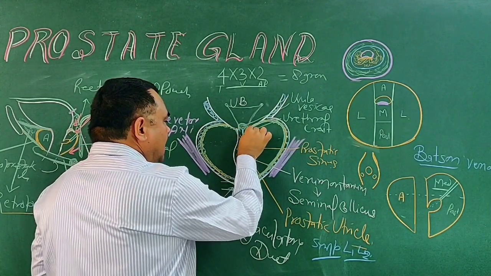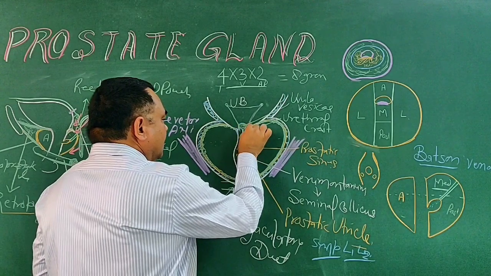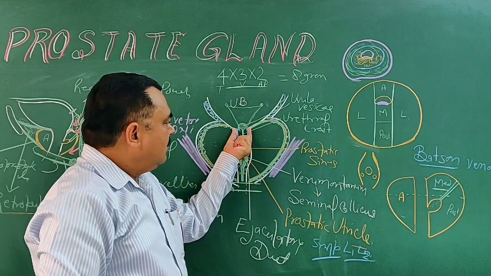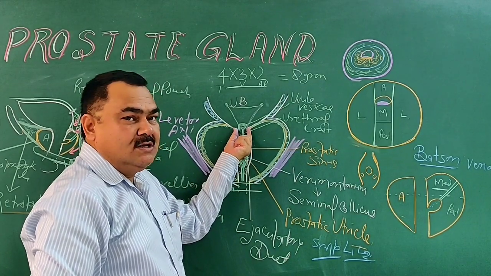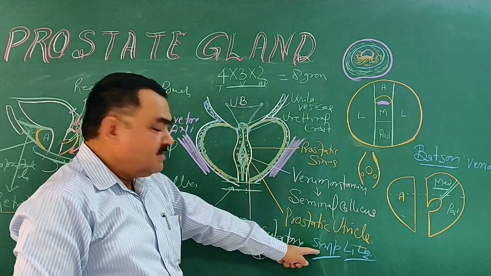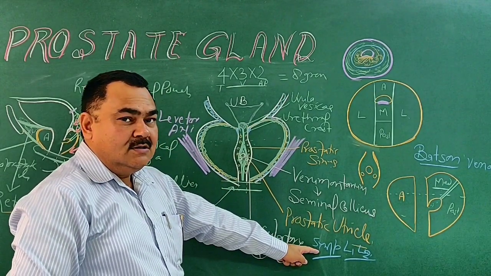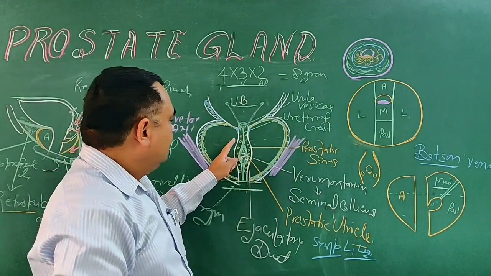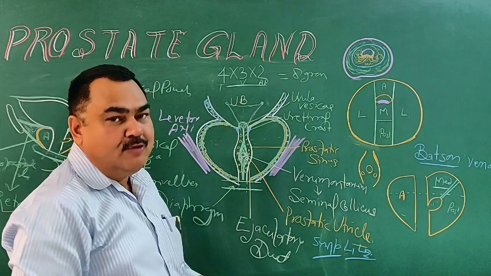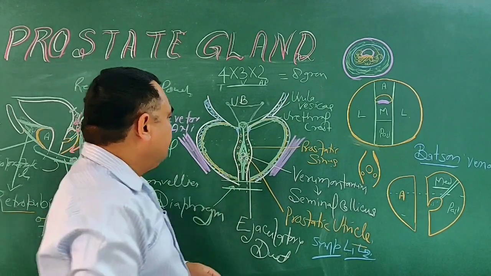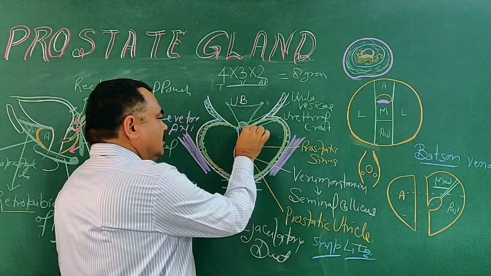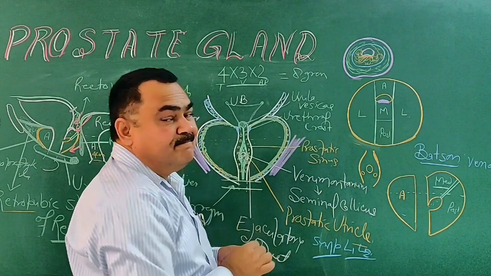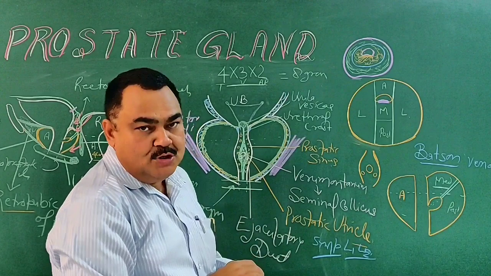the internal urinary sphincter is closed due to the action of the sympathetic fibers, and due to this regurgitation of the seminal fluid during ejaculation does not occur. So this is important for the prevention of regurgitation of the seminal fluid into the urinary bladder.